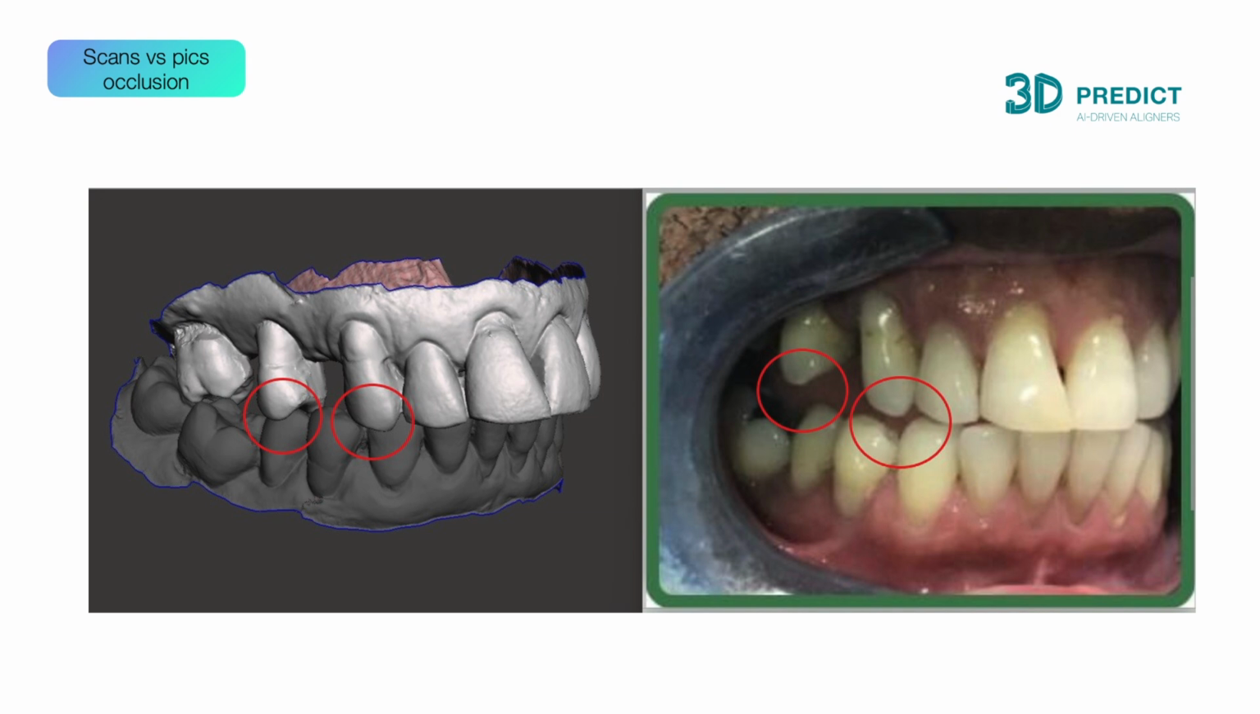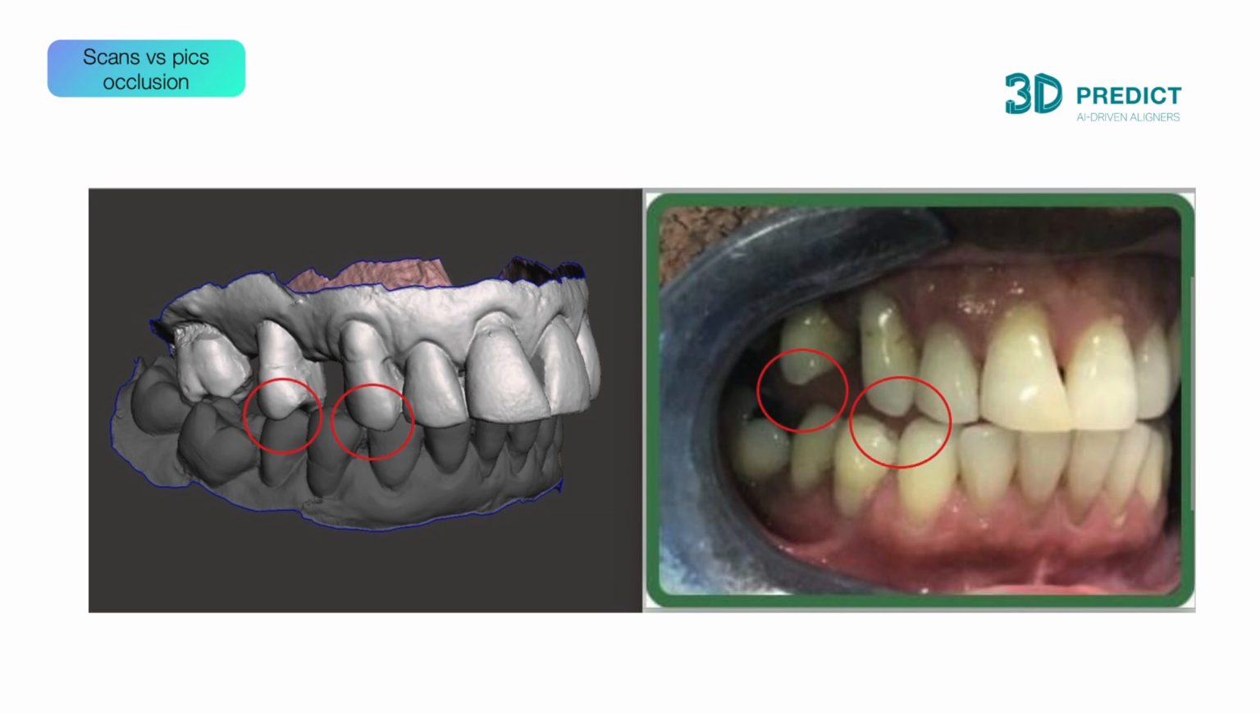One of the most prevalent issues we observe with scans is their occlusion not matching the picture's occlusion. This can change the entire treatment plan. In this example, we see that, on the pictures, the patient presents with posterior open bite, which may lead us to plan for movements to close it, such as extrusion. As you can see, the scans do not show posterior open bite.